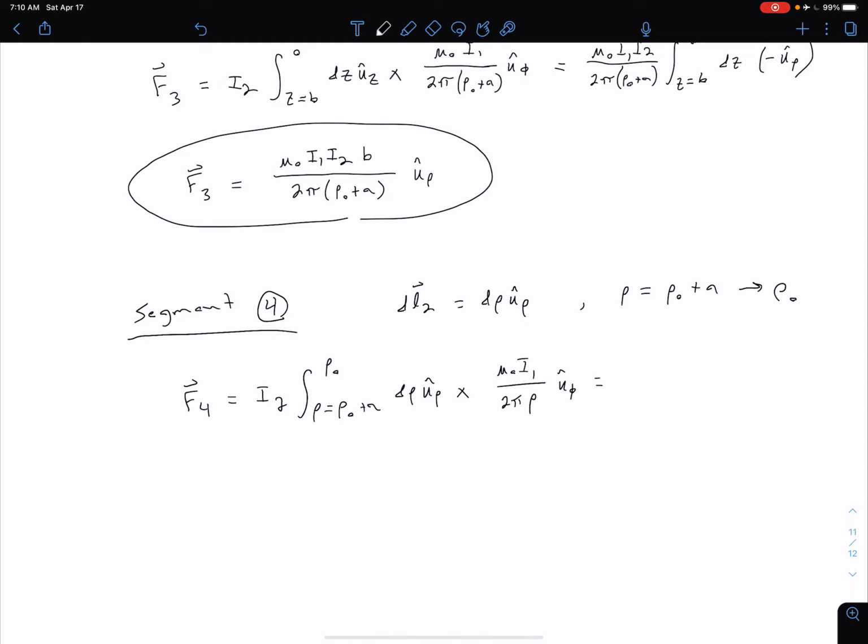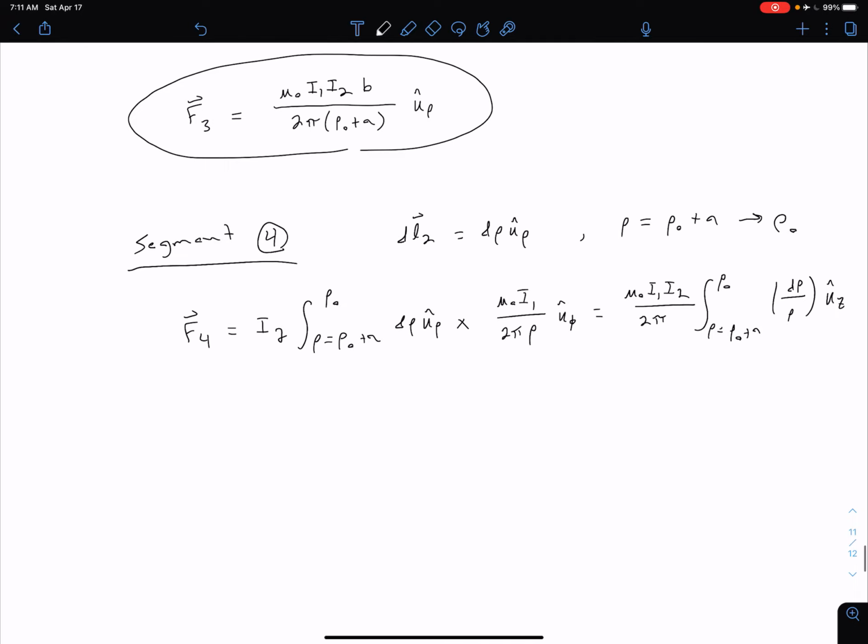So we can pull out all of those constants, so mu naught I1 I2 divided by 2 pi, integral from rho equals rho naught plus a to rho naught, and we're left with again our d rho divided by rho. Our rho direction crossed with our phi direction is going to give us again our z direction, same as we saw with segment 2. And now what we're seeing is we have again the same natural log when we integrate, but we're going to have rho naught in the numerator and rho naught plus a in the denominator.